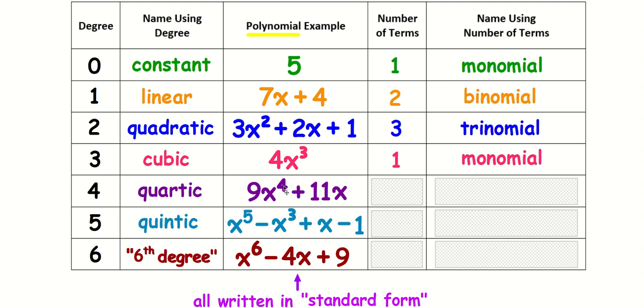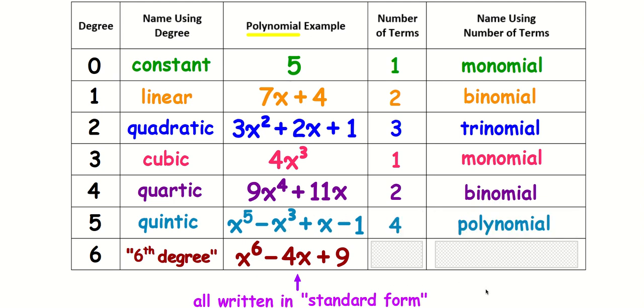How many terms are here? There's 2. The 9x to the 4th and the 11x, both positive. So what do we call when there's 2 terms? A binomial. Once again, they're all polynomials, all of them. This one has 4 terms, doesn't it? There is no special name. Polynomial covers all of it. So this isn't a special name for 4. Remember, all of these are polynomial.